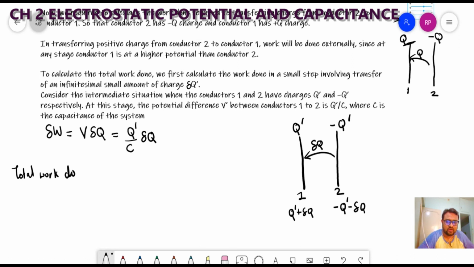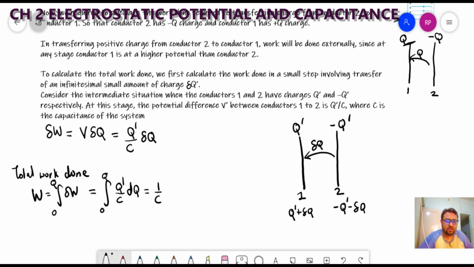The total work done in bringing the charge Q from plate 1 to plate 2, W, will be equal to the integration of delta W, or I can write dW. This I can write from 0 to Q, right? Because initially there was charge 0, we have taken it uncharged, and now we are charging up to Q. So this will be equal to the integral from 0 to Q of Q dash upon C. Instead of delta Q, I am writing dq. So 1 by C is constant, so Q dash dq. Clear?